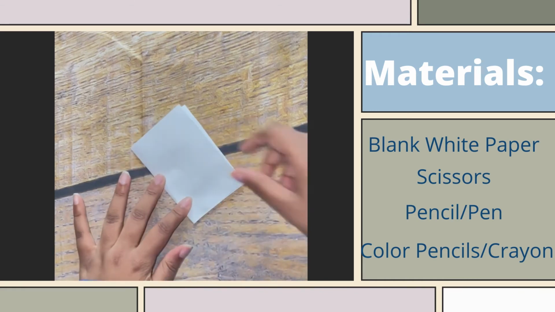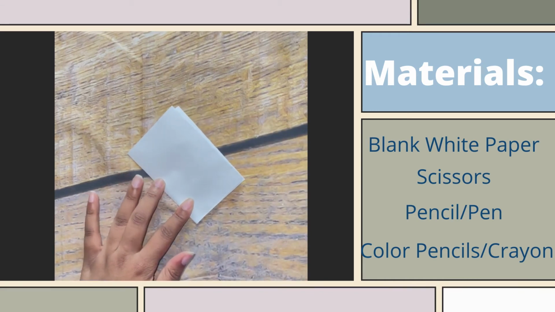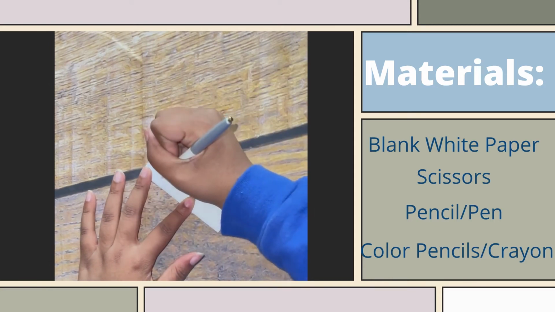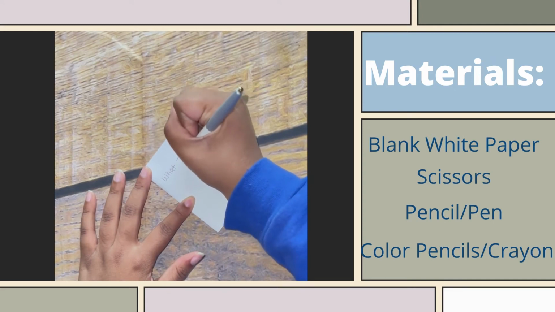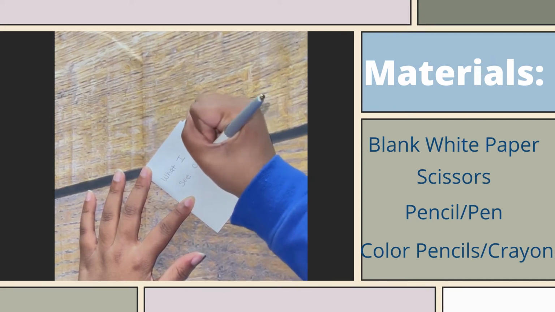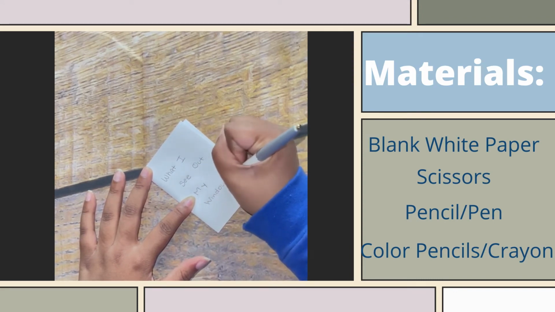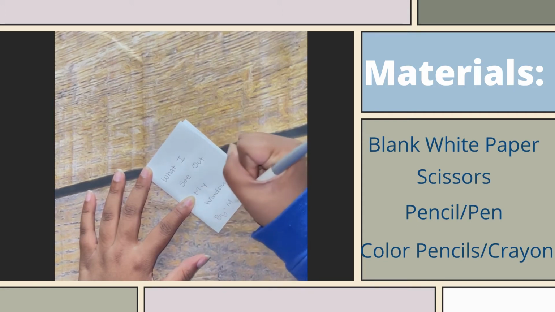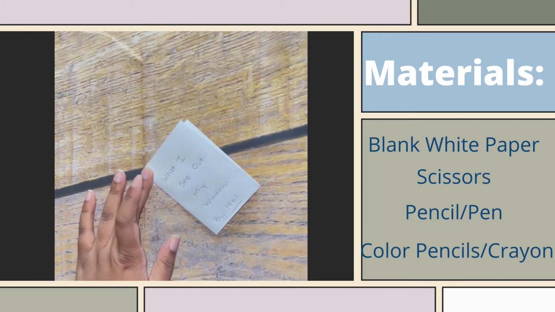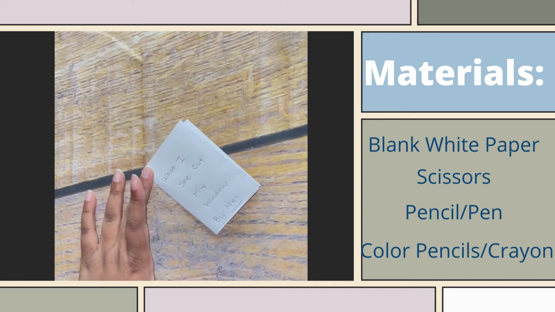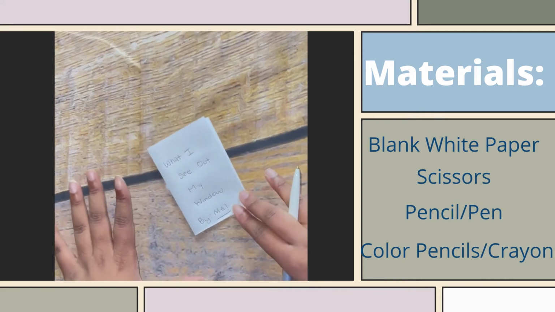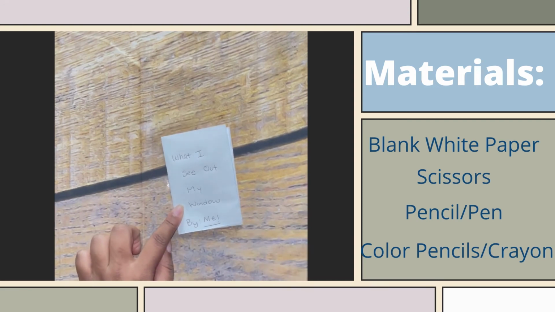I'm going to name my book. This is my writing utensil. I will name it What I See Out My Window by me. You can name it whatever you want. You can say illustrations drawn by yourself. You can call it plants and flowers. Whatever you want to name your book, you can name it. I'm going to just call it What I See Out My Window because once again, I'm going to be looking directly out of my window to see the plants and flowers.